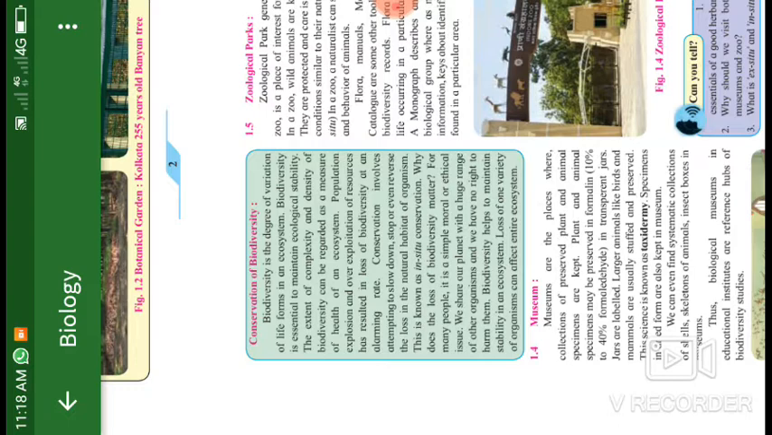The first question is: what is not a property of living beings? The options are metabolism, decay, growth, and reproduction. Decay is not a property of living beings, because living beings can do metabolism, they can grow, and they also reproduce, but they cannot decay unless they die. When they die, they decay, and the dead are nothing but non-living objects.